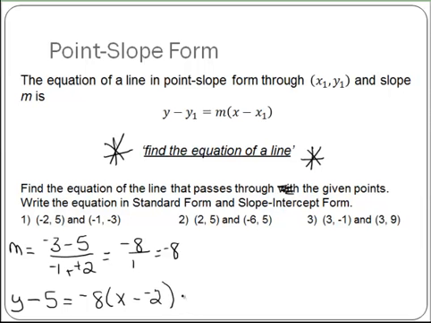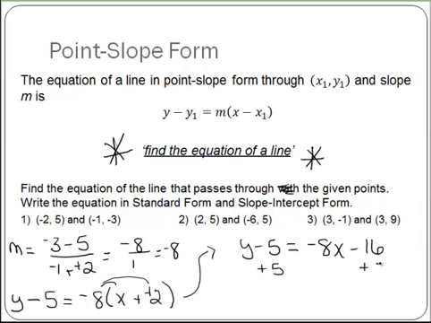Okay, let's clean this up a little bit. We'll just come over here. Y minus 5 is equal to, I'm going to distribute my negative 8, and that's going to be plus a positive. So negative 8x minus 16, and then we add 5 to both sides. So we get y equals negative 8x minus 11. Now this is the slope-intercept form of the line.